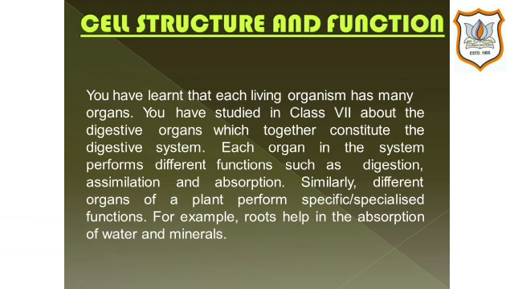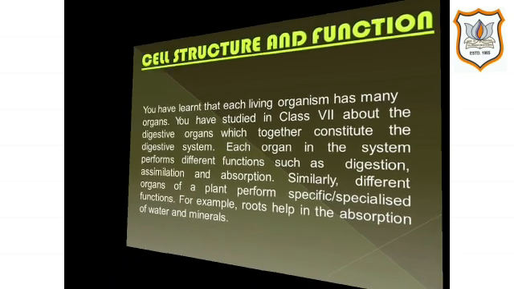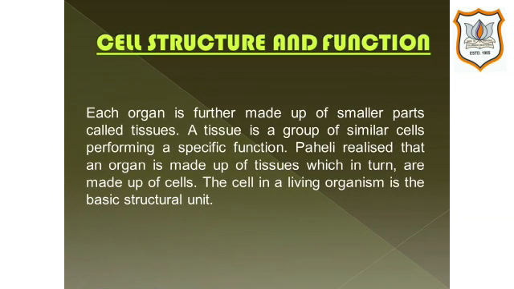Similarly, different organs of a plant perform specific or specialized functions. For example, root helps in absorption of water and minerals. Each organ is further made up of smaller parts called tissues. A tissue is a group of similar cells performing a specific function. Paheli realized that an organ is made up of tissues, which in turn are made up of cells. The cell in a living organism is the basic structural unit.